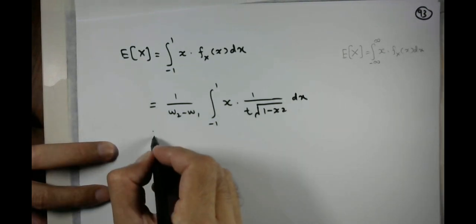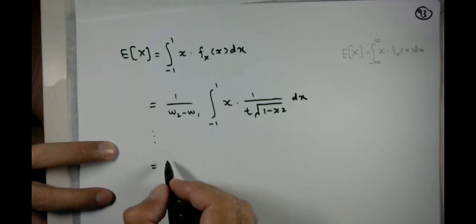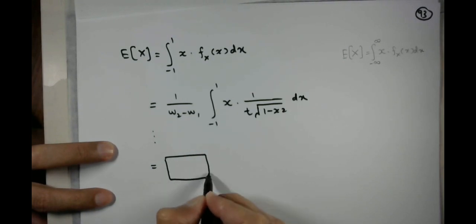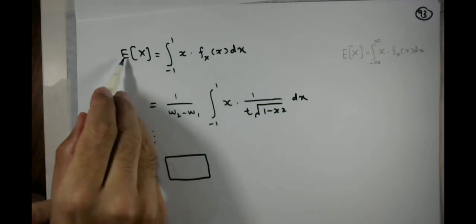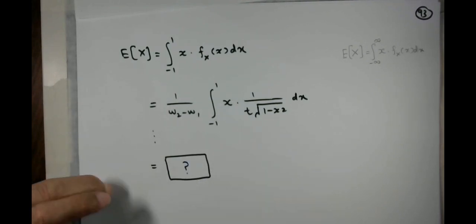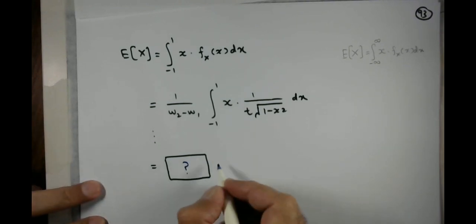And so when you perform this integral, you will have some interesting observation. You will ultimately have an interesting value of the expectation of the random variable x. What is that value? I'll keep that as your homework.